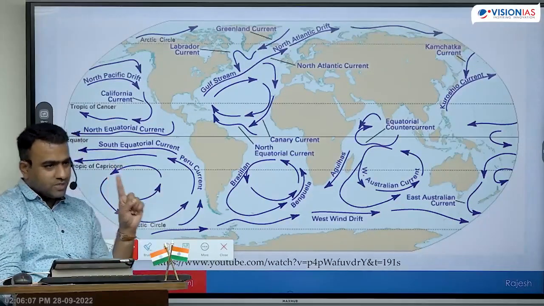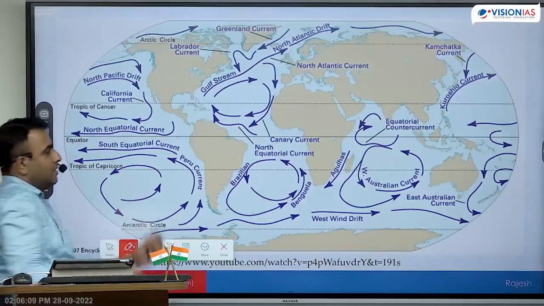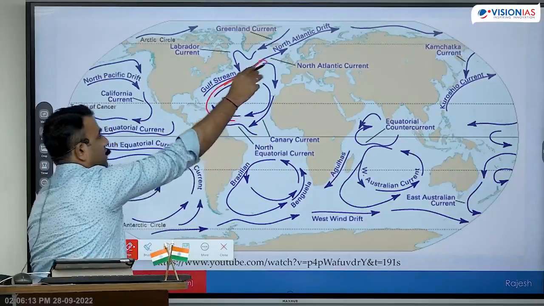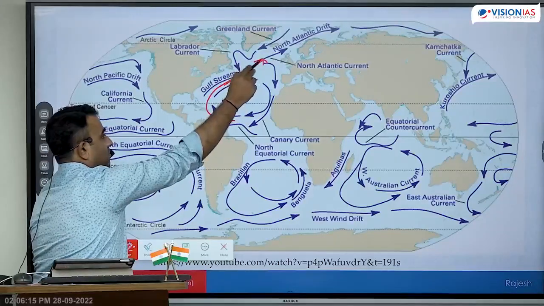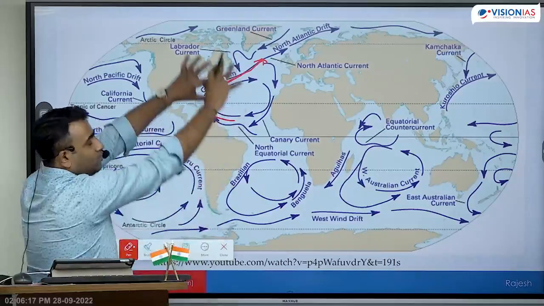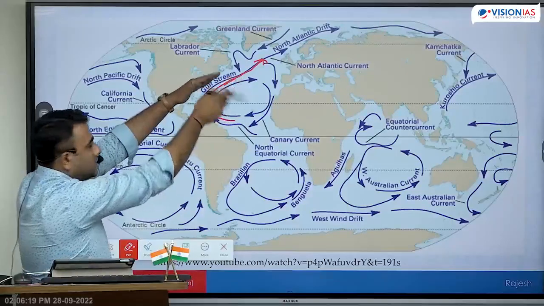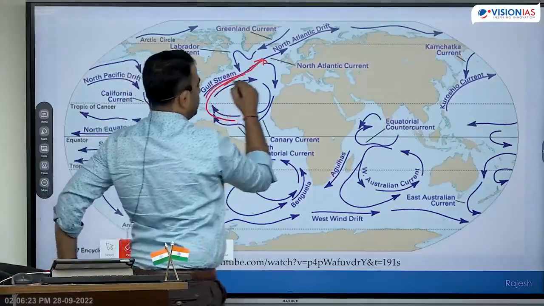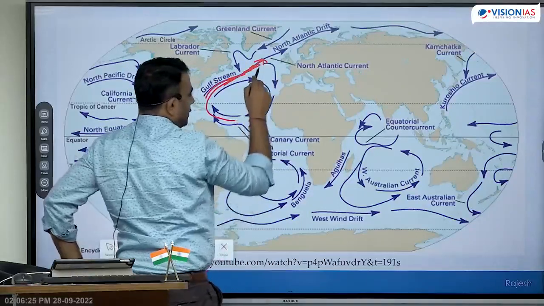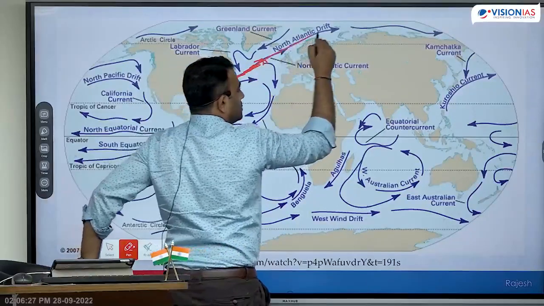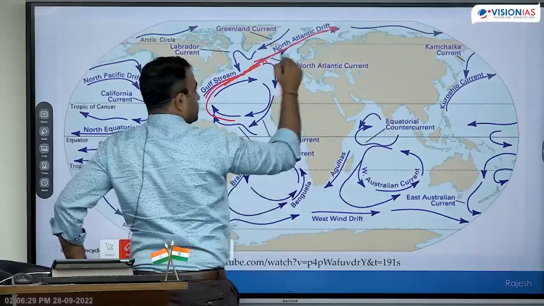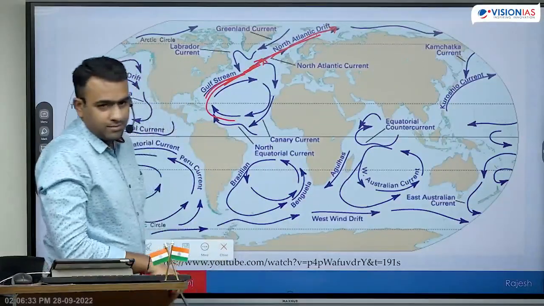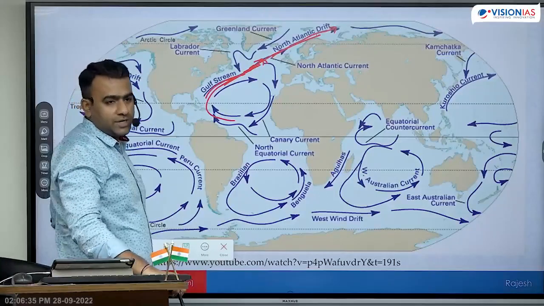It all depends upon the surrounding waters. The current which is flowing from here is warmer. As it reaches the higher parts, it is still warmer than the surrounding cold waters. Here there is the entire polar region with cold water, and in comparison it still remains warmer. Look, the Gulf Stream becomes the North Atlantic Drift, and the North Atlantic Drift moves towards the north like this. This water is warmer compared to the entire surrounding water of the Arctic Ocean. That is why it is called a warm ocean current.